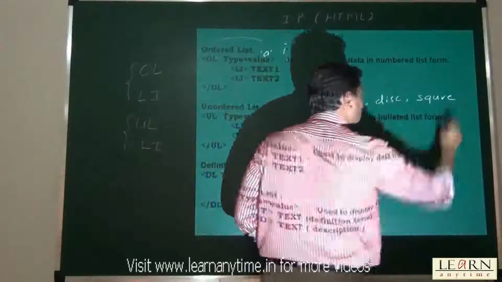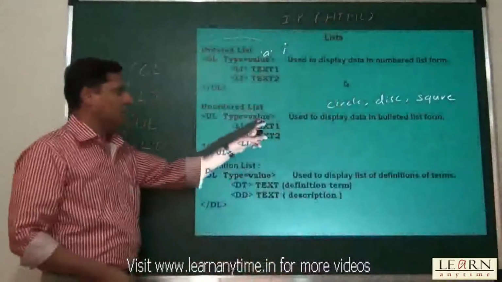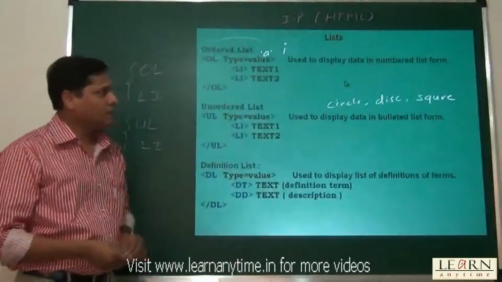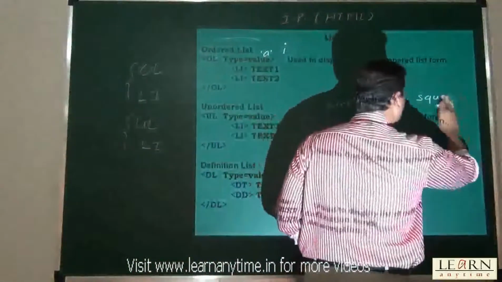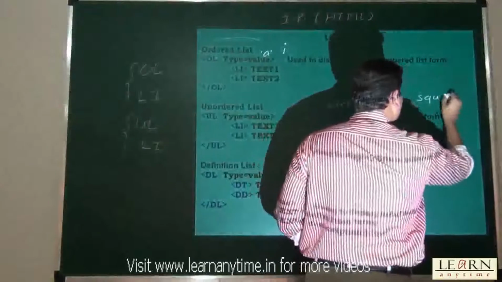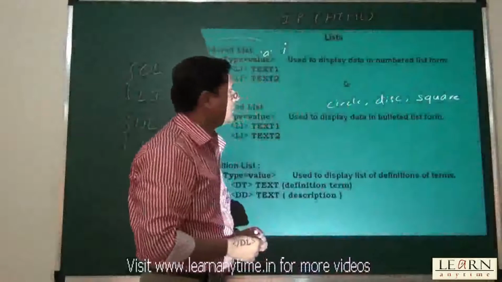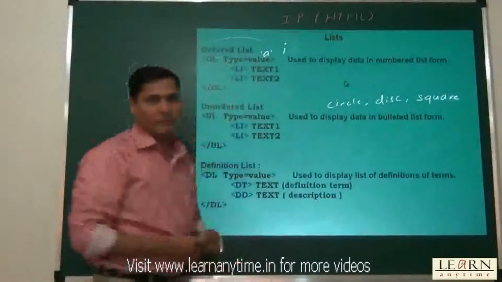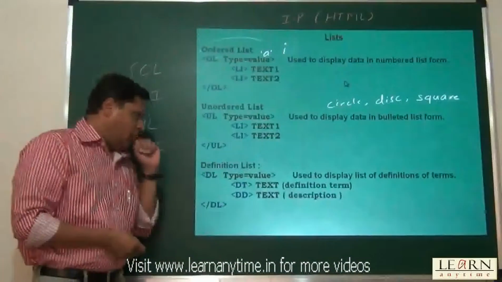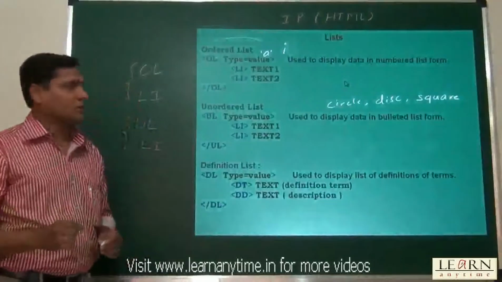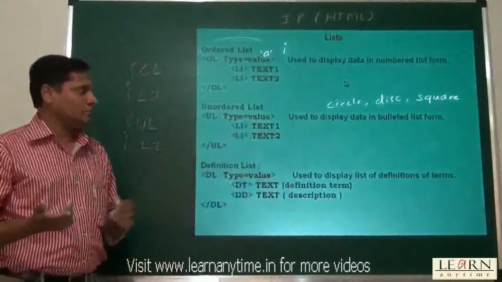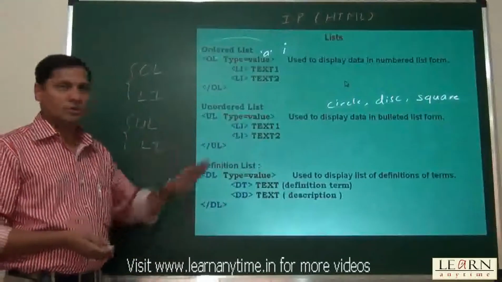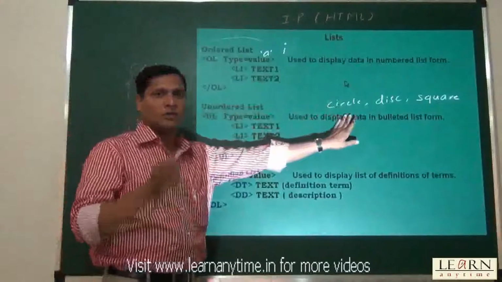Now in case of Internet Explorer, if you are using this type value as circle, disk or square, then we need to write it carefully. The spelling is wrong, this is SQU, still wrong. Circle, disk and square. Now these values you have to mention in lowercase letters only for Internet Explorer. For other browsers, it might work with capital letters also.